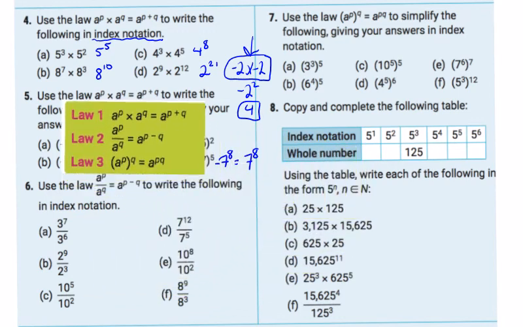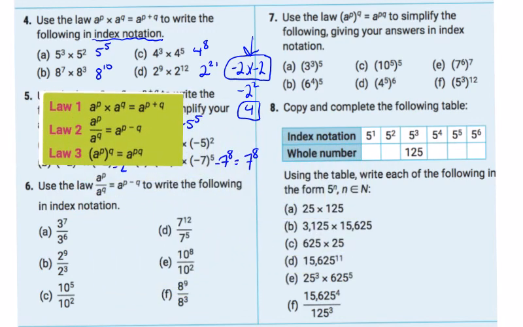So again, index notation, law 2. 3 to the power of 7 divided by 3 to the power of 6 is 3 to the power of 1, or just 3. We take them away. 2 to the power of, you could write 9 minus 3.